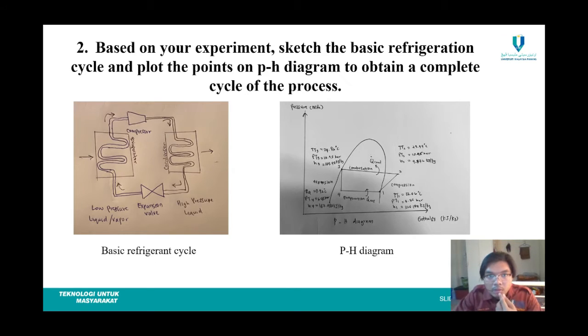Second, based on your experiment, sketch the basic refrigeration cycle and plot the points on the P-h diagram to obtain a complete cycle of the process. This is the basic refrigeration cycle, which is expansion, evaporator, compressor, and condenser. Next to it is the P-h diagram, which is recorded for pressure by enthalpy.